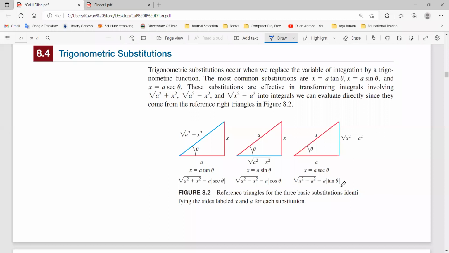Now we are going to a new section, 8.4. We have three great ideas. We have trigonometric substitution. Here's the trigonometric and here's substitution.